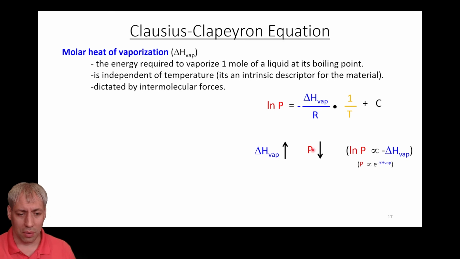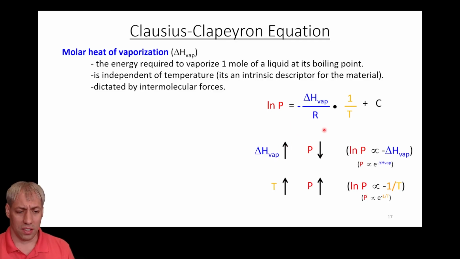And so you can see from the equation, if this delta H vap goes up, basically it takes more energy to break those intermolecular forces, your pressure is going to go down. And so you can see this proportionality formed two different ways. Natural log P is proportional to the negative delta H vap, or P is proportional to e to the negative delta H vap. It basically says there's this inverse relationship between those two. As delta H vap goes up, P goes down, and vice versa.